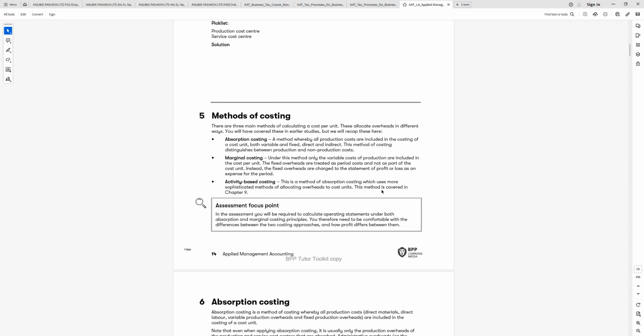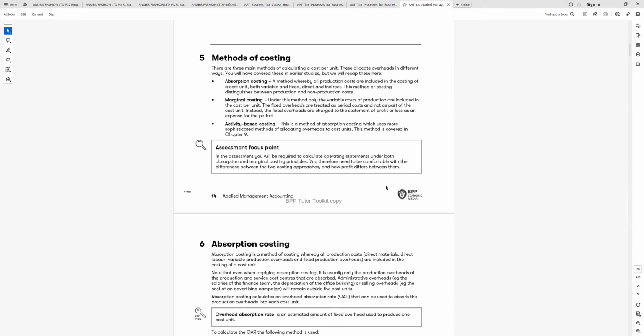All right, the next one we have here is method of costing. This one we have discussed. We have the absorption costing method, the marginal costing method, and the activity costing method. Activity costing is more accurate from the overhead allocation point of view. Under activity-based costing, the overhead is allocated more accurately by using the cost driver. But it's not a very common method.